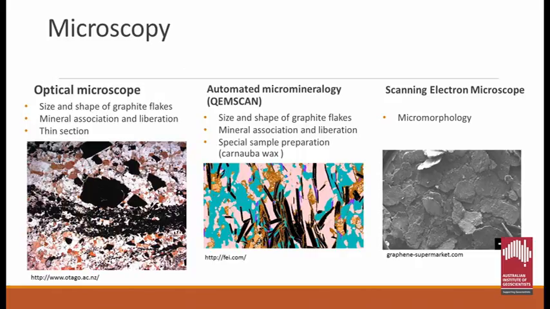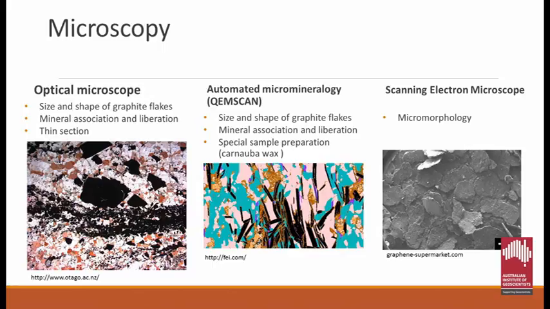Microscopy, as it was said before, is a very useful tool to understand a little bit more about your sample. Most common one and cheap one, I guess, is optical microscope. You can analyze size and shape of graphite flakes, do mineral liberation and association. Another more advanced technique is SEM-based mineralogy, automatic mineralogy. One of the instruments is QEM-scan.